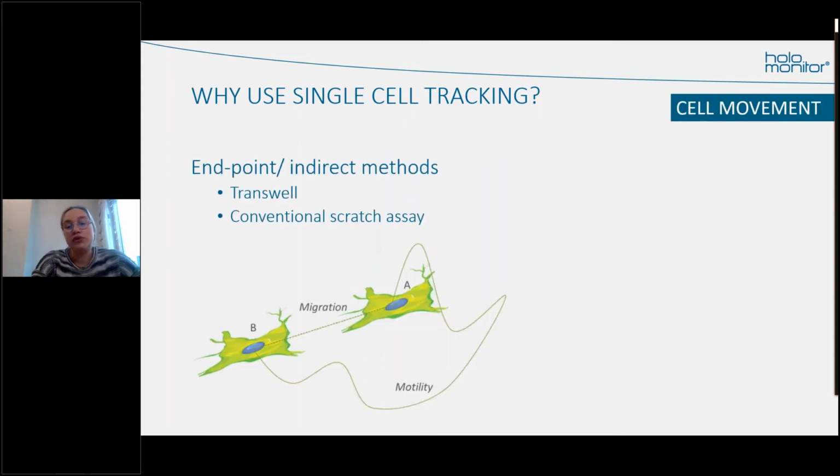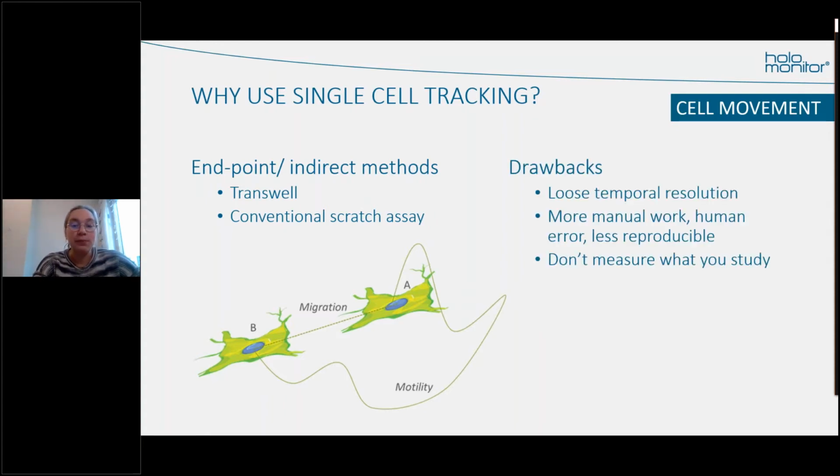Another example where researchers could benefit from using single cell tracking is when studying cell movement. Again, many of the traditional methods the researchers use to study cell movements are endpoint assays. For example, transwell and wound healing assays, also called scratch assay. These endpoint assays come with a similar set of drawbacks to those you use when studying cell fate. Like, you lose the temporal resolution and the work process is manual, which introduces the risk of human errors and reduced reproducibility.